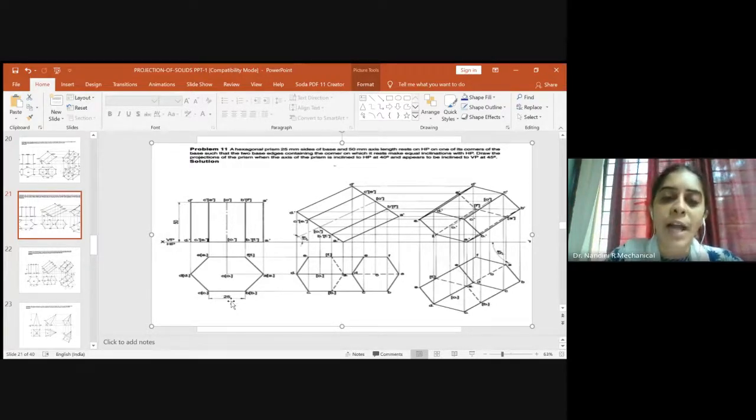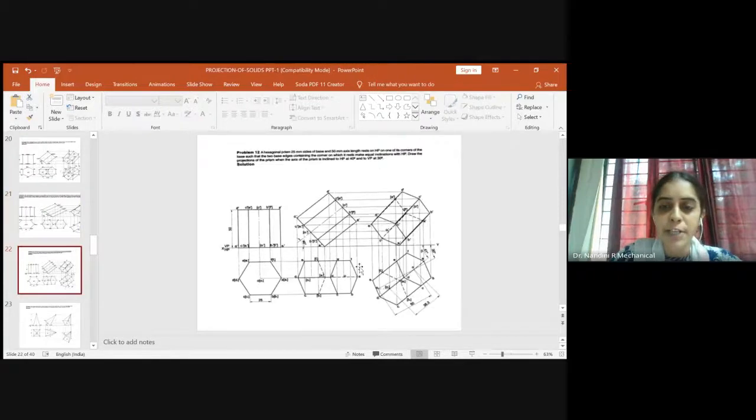So this is how you have to solve the problem on a hexagonal prism when it is resting on one of its corners. It is obviously inclined to HP and VP, but the inclination with VP appears to be inclined, and hence you haven't determined the apparent angle beta in this case. If there was a problem just omitting "appears to be" here, then we were supposed to determine the apparent angle in the third stage. Okay, so that I will just let you know.